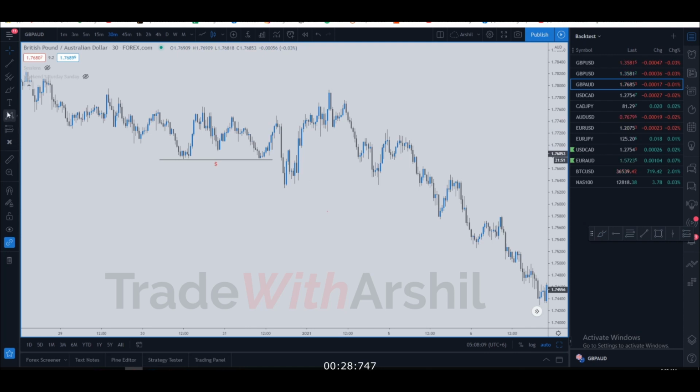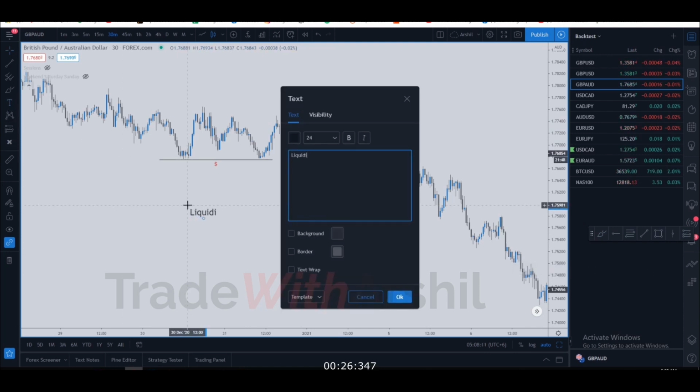Also, most importantly, one more thing: liquidities are targets, and basically they are targets.